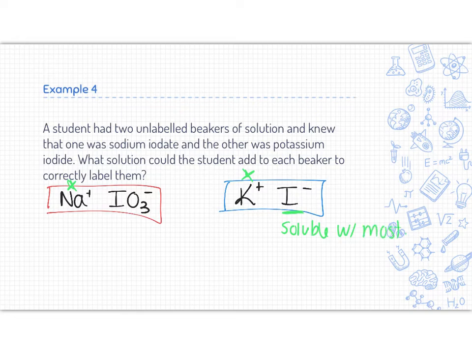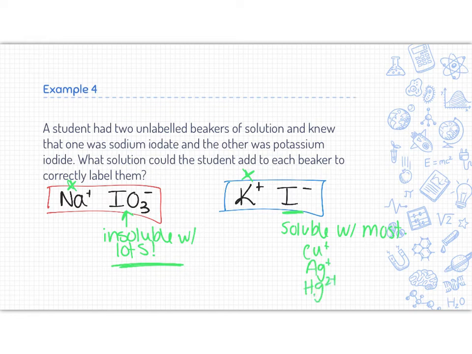However, if you look at IO3 minus, it is only soluble with a few things. The rest are insoluble. So it is insoluble with lots of things. So we just need to pick something that this is insoluble with, that doesn't fall into the copper 1 plus, silver, mercury, or lead.